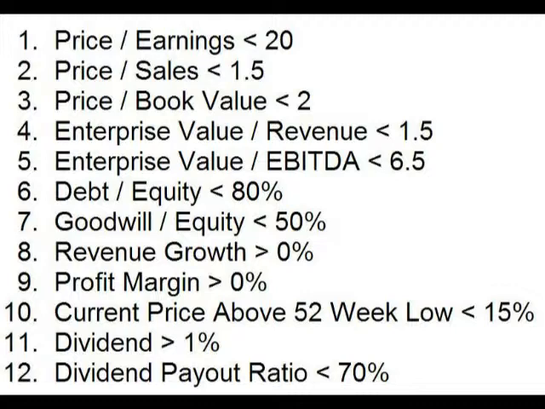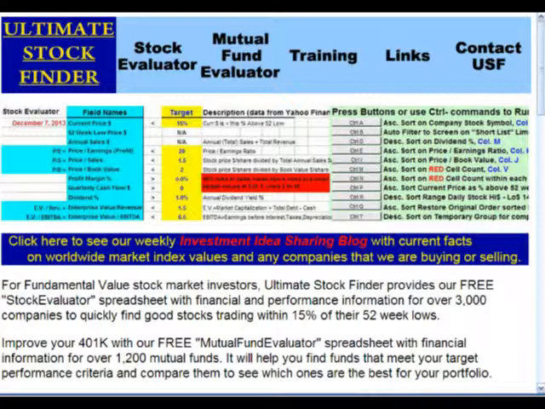Price earnings less than 20, price to sales less than 1.5, price to book value less than 2, enterprise value to revenue less than 1.5, enterprise value to EBITDA less than 6.5, debt to equity less than 80%, goodwill to equity less than 50%, revenue growth greater than 0, profit margin greater than 0, current price above 52-week low less than 15%, dividend greater than 1%, dividend payout ratio less than 70%. You can always view these starting shortlist screen limit values at the ultimatestockfinder.com homepage.